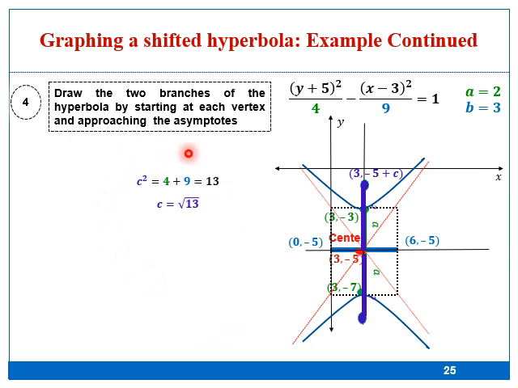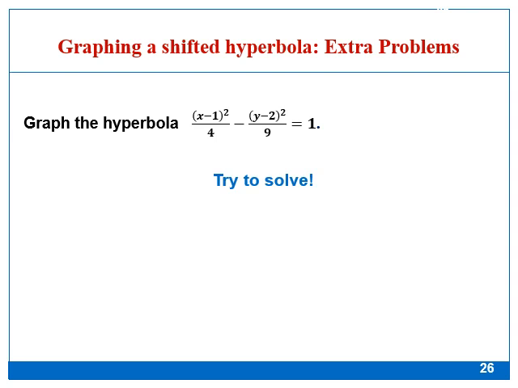We have first to calculate the c. C squared will be equal to a squared plus b squared. So c squared will be equal to 13, giving c equal to root 13. So the coordinates of the two foci will be 3 and -5 minus root 13 and 3 and -5 plus root 13. Finally, sketching this hyperbola is left for you as an exercise.